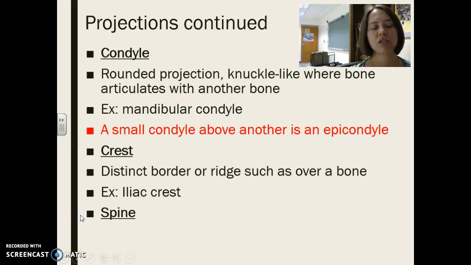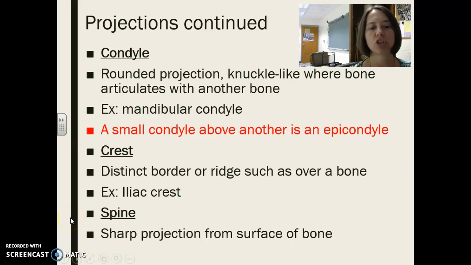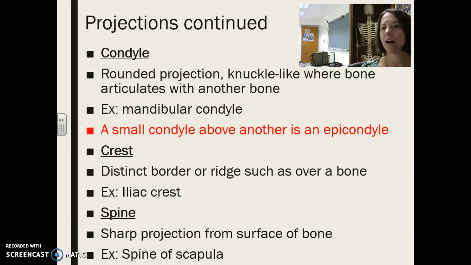Another type of projection is a spine. So we're not talking about your vertebrae. It's a sharp projection on the surface of a bone. So one example is the spine of the scapula. And if you notice, we have an addition here, and here is the scapula, and then here is a sharp projection off of the scapula, and that is a spine, the spine of the scapula.